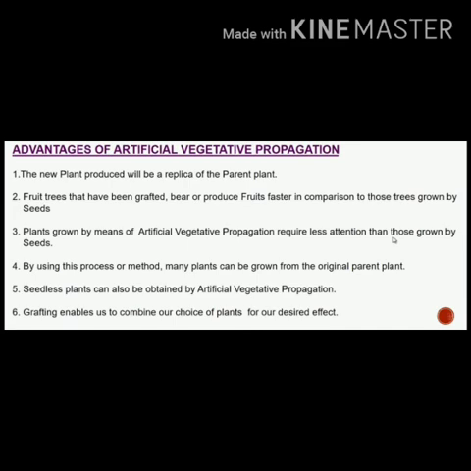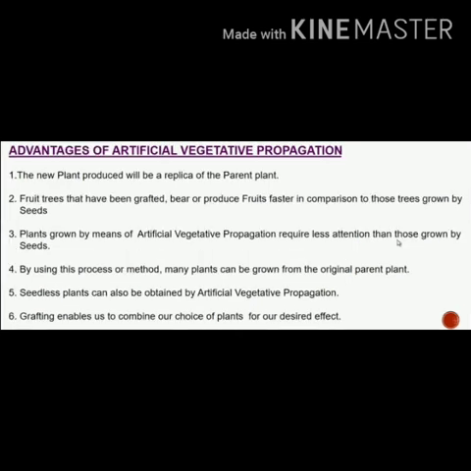Right? Now next are the advantages of artificial vegetative propagation. Now the new plant which is produced by artificial propagation will be a replica. Replica means just a carbon copy of the parent plant. Fruit trees that have been grafted bear or produce fruits faster in comparison to those trees grown from seeds. Now third, plants grown by means of artificial vegetative propagation require less attention than those grown from seeds, right?